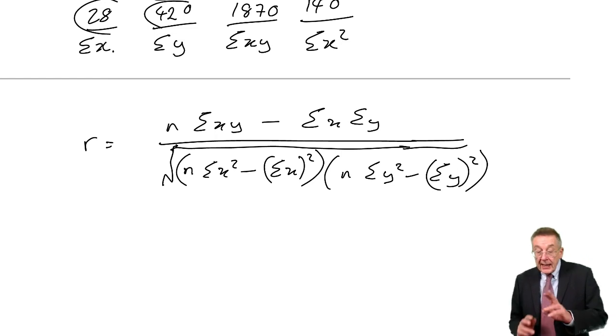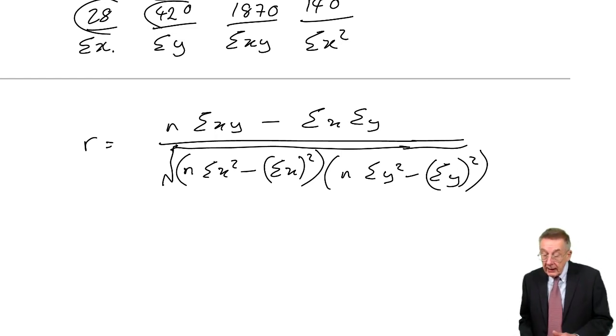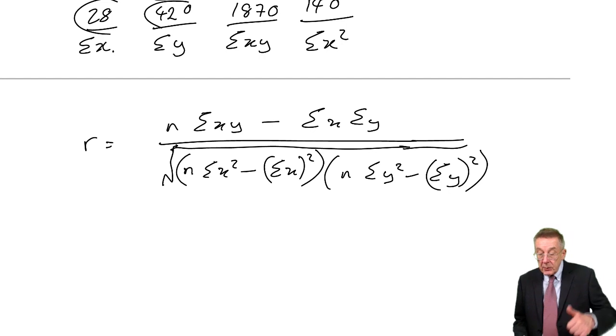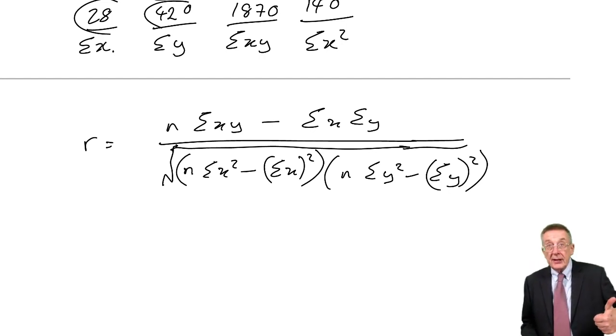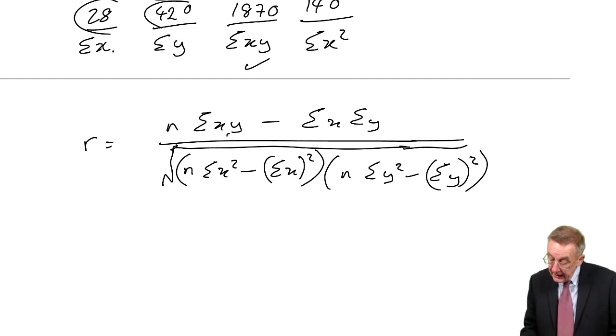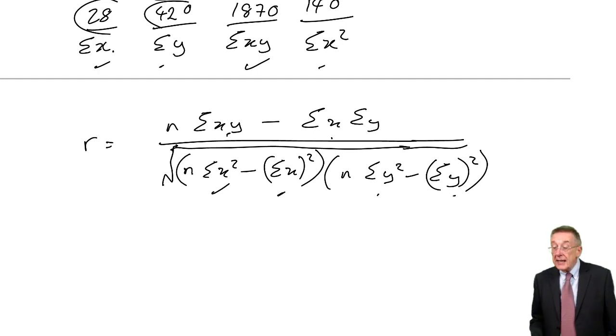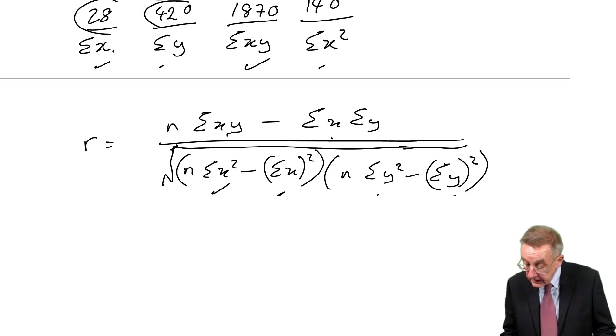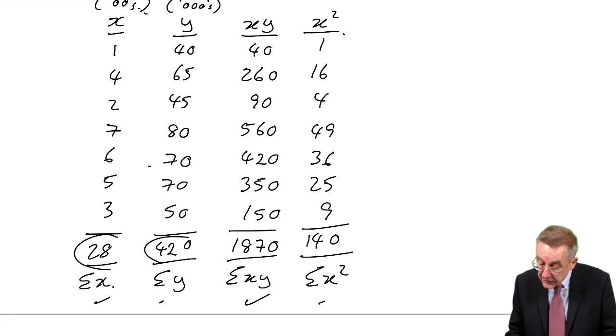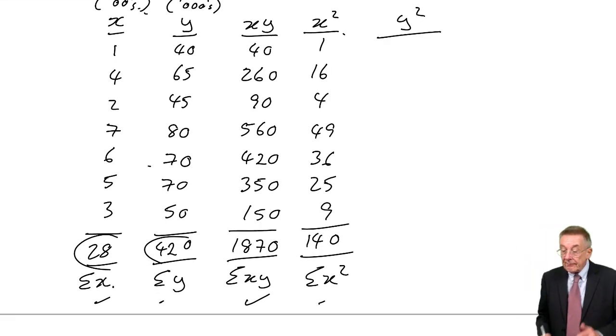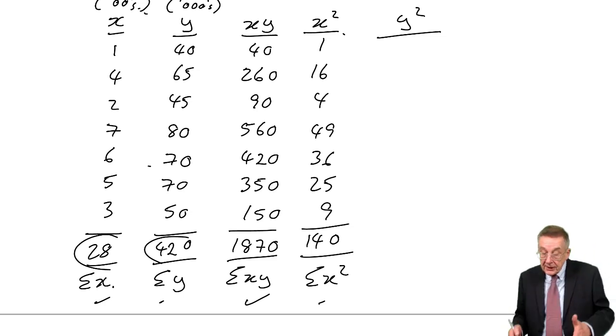But let's do it. Now, already in the previous lecture, we've got most of the figures we need. We know n is 7, the number of sets of observations. We already know sigma xy. We know sigma x, sigma y. We know sigma x squared. The one extra thing we're going to need is sigma y squared. So just as we did with the others, let's square the y's and then total them.